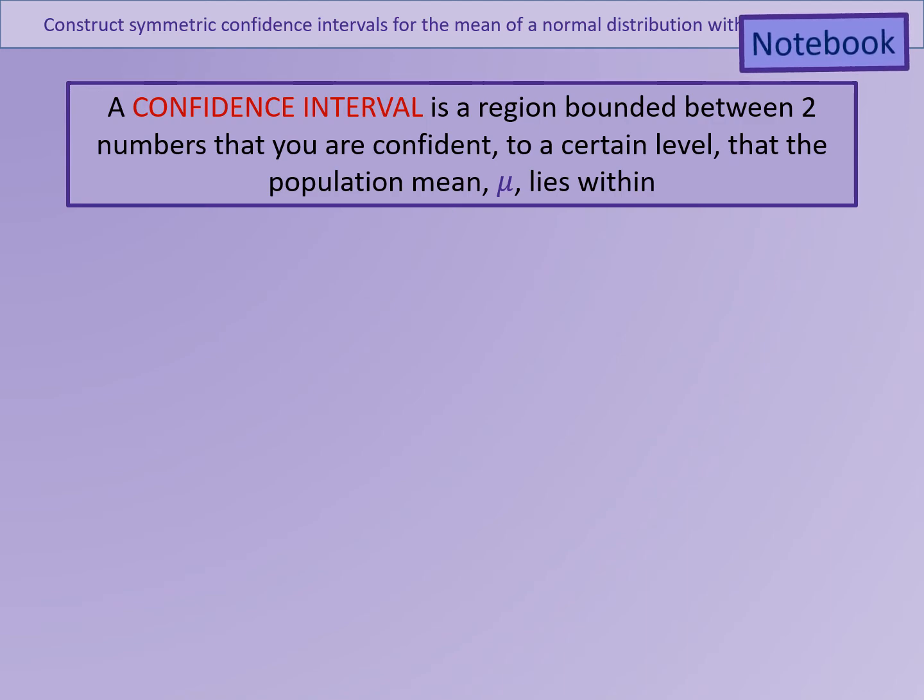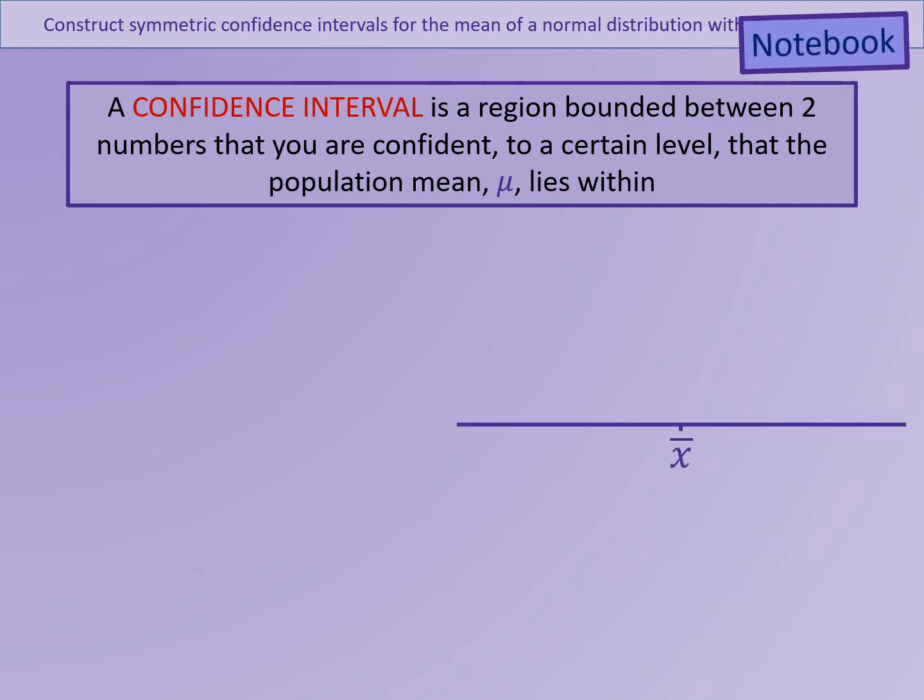A confidence interval is a region bounded by two numbers, so that you can say you are a certain level of confidence that the population mean lies between those values. For example, for a 90% confidence interval, you'd give two values and say, I'm 90% confident that the population mean lies between these two values.